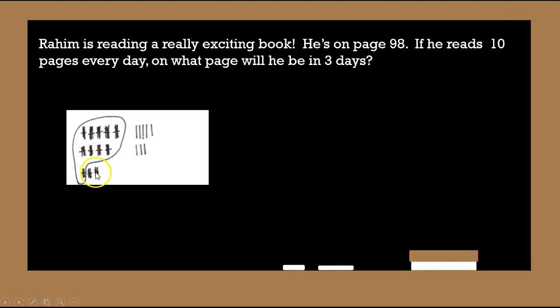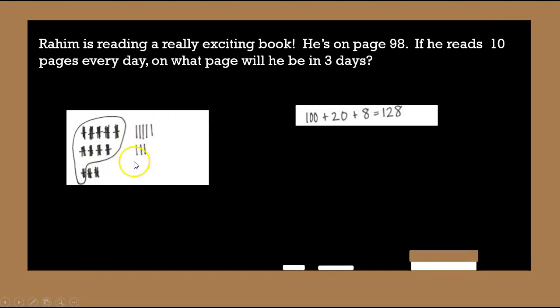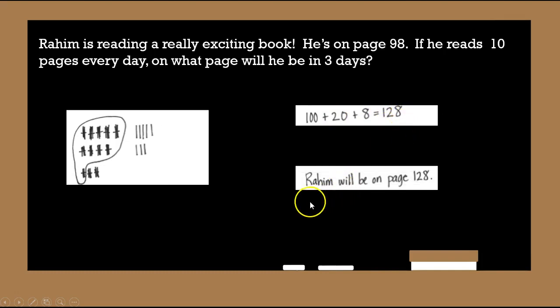So 1, 2, 3. And then what I did is I grouped the 10 10s, which makes how many? If I have 10 10s, what does that make? 100, right? So this is 100, plus I have 2 10s here, and plus 8 ones. So I did 100 plus 20 plus 8 equals 128. So Rahim will be on page 128 when he's done with his 10 pages for 3 days.